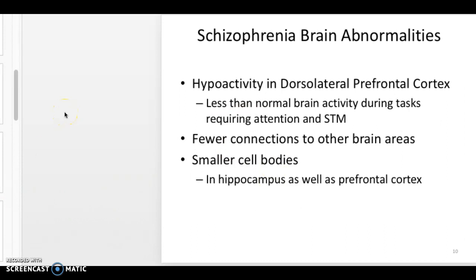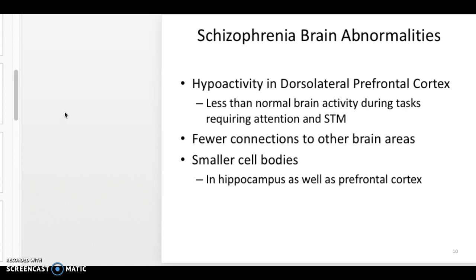So we do see quite a few brain abnormalities. One of the main ones is what we call hypoactivity in the dorsolateral prefrontal cortex. We've already been talking about the dorsolateral prefrontal cortex, really important in learning, decision making, working memory, basically inhibiting and controlling processes. Okay, so that's executive functioning. When you put someone with schizophrenia in the scanner, you see that part of their brain is less active, and so that can explain a lot of their lower performance in attention and memory tasks that you might give them.